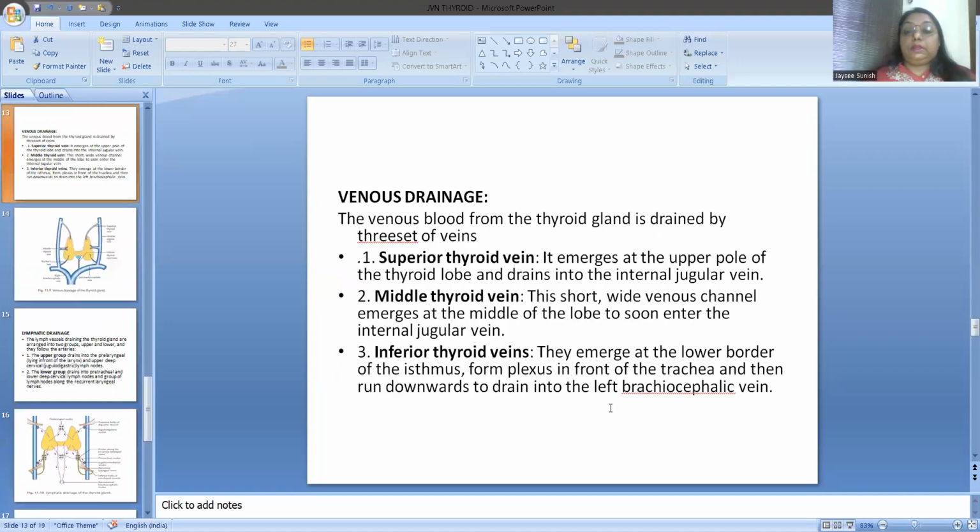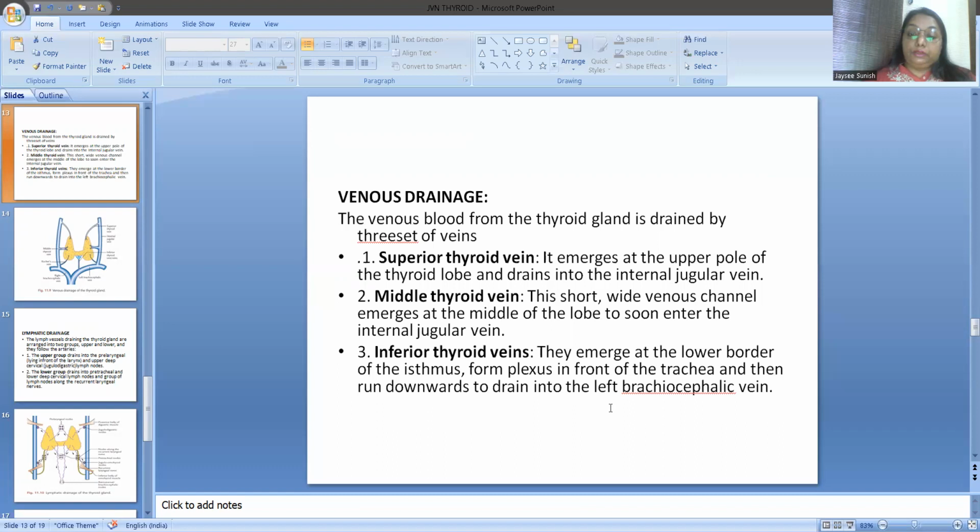Now we will see the venous supply or the venous drainage. So there are three sets of veins that drain the venous blood from the thyroid gland. These are the superior thyroid veins. They emerge at the upper pole of the thyroid lobe and drain into the internal jugular vein.